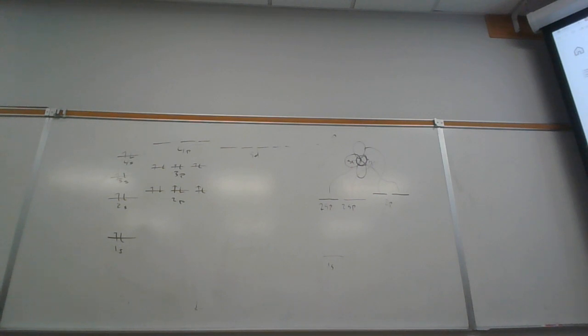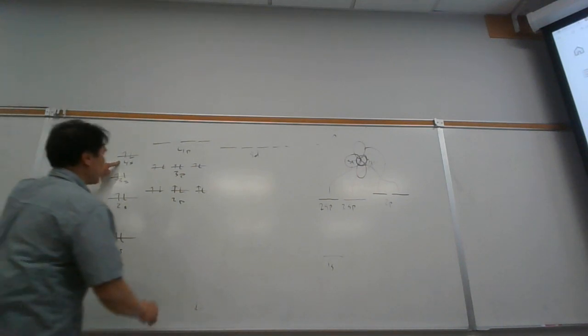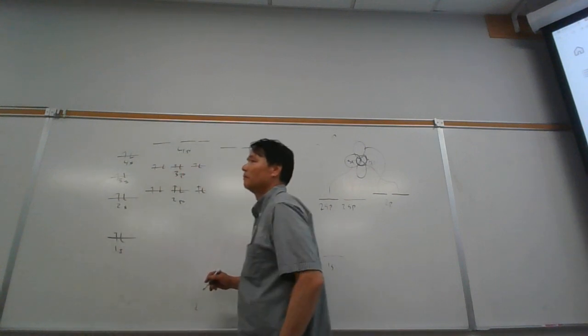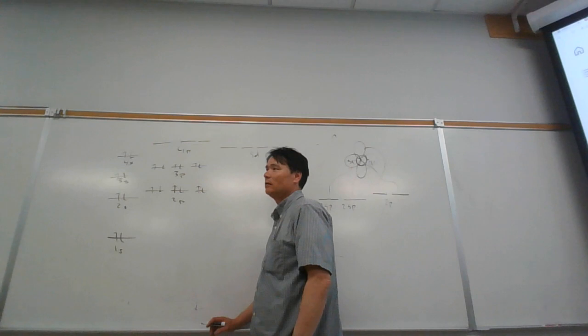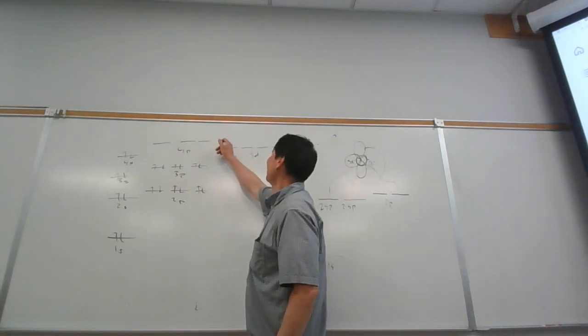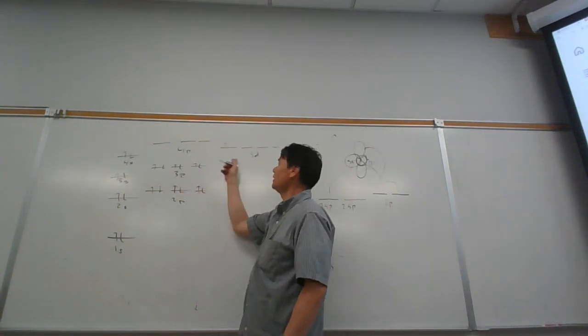Fourth row, it would be calcium. Okay, from calcium we go to, what's next after calcium? So calcium is number 20, scandium. So scandium is this, 4s2, 3d1.